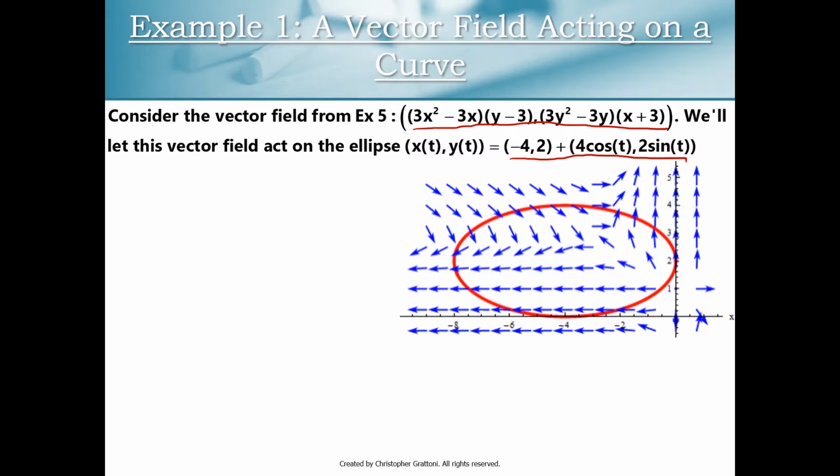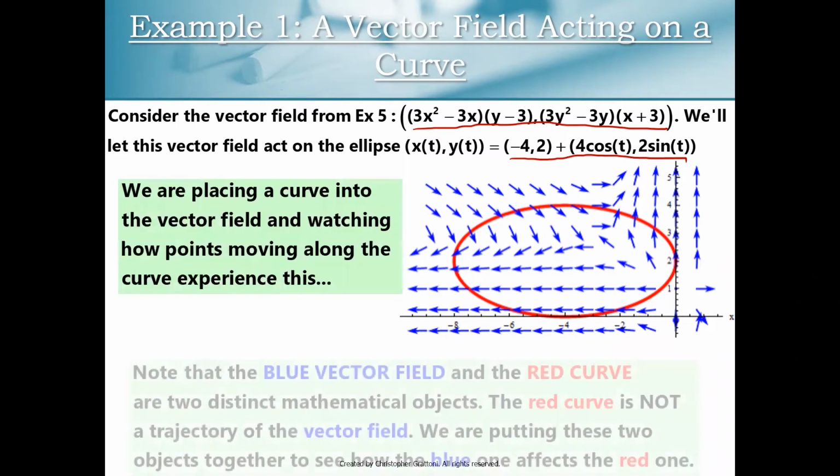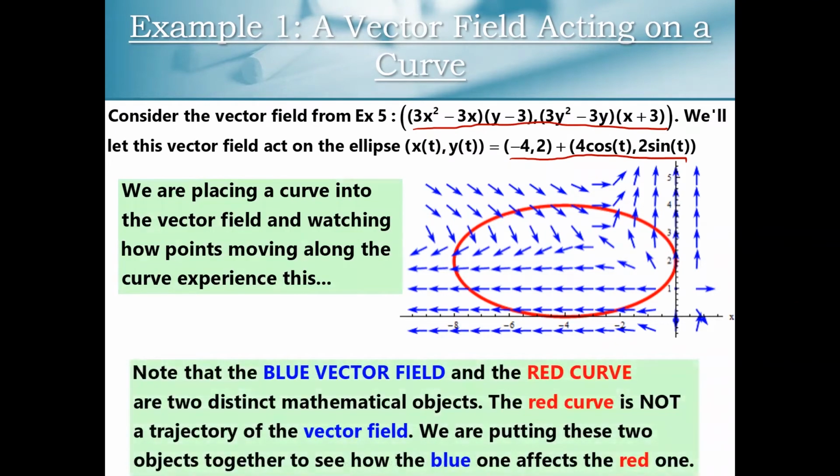And I didn't generate this ellipse using the vector field in any way. I came up with both equations completely separately. And I'm going to see how the vector field acts upon this unique independent object that I came up with by plotting that ellipse. So what you'll see on the screen right here is just a reminder of what I just said. The blue vector field and the red curve are not related to each other.